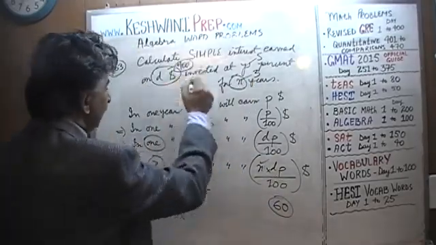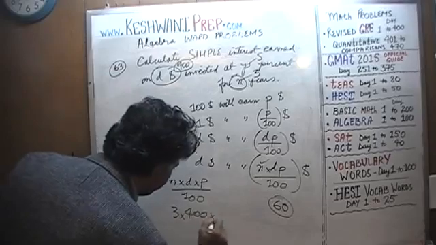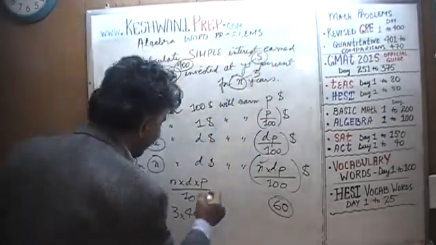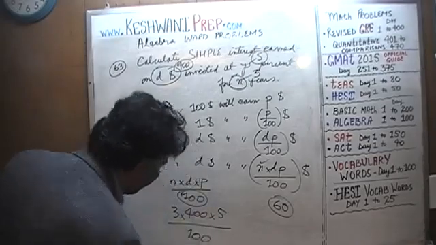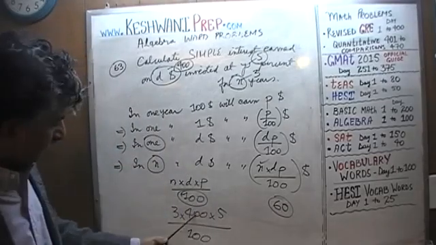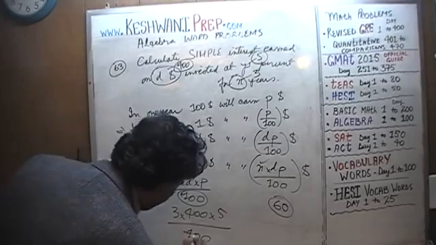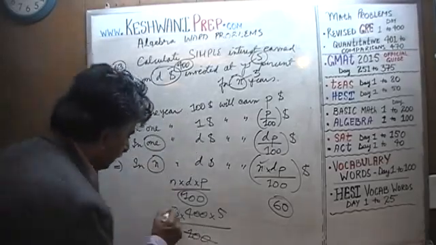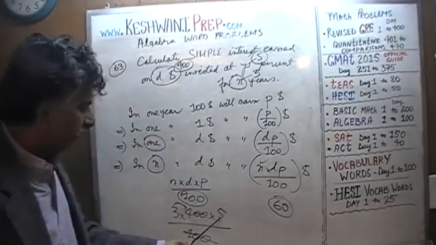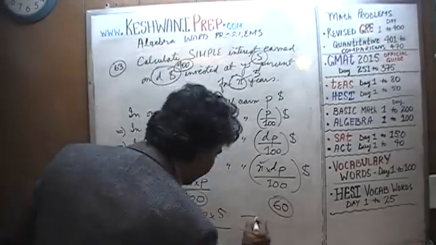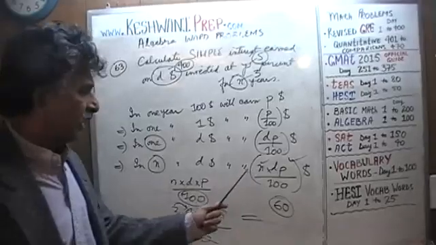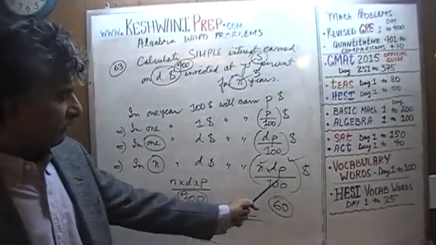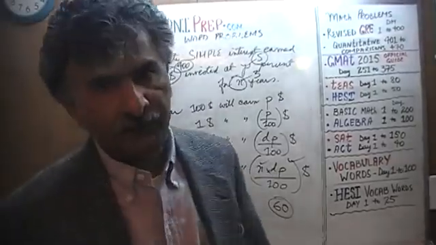D is 400, and p is 5 over 100. As you can see, 400 divided by 100 is just going to be 4. The 2 zeros are going to cancel out. 3 times 4 is 12, and 12 times 5 is 60, which is exactly what we get here. That tells us that our answer, n times d times p over 100, is in fact the correct answer.